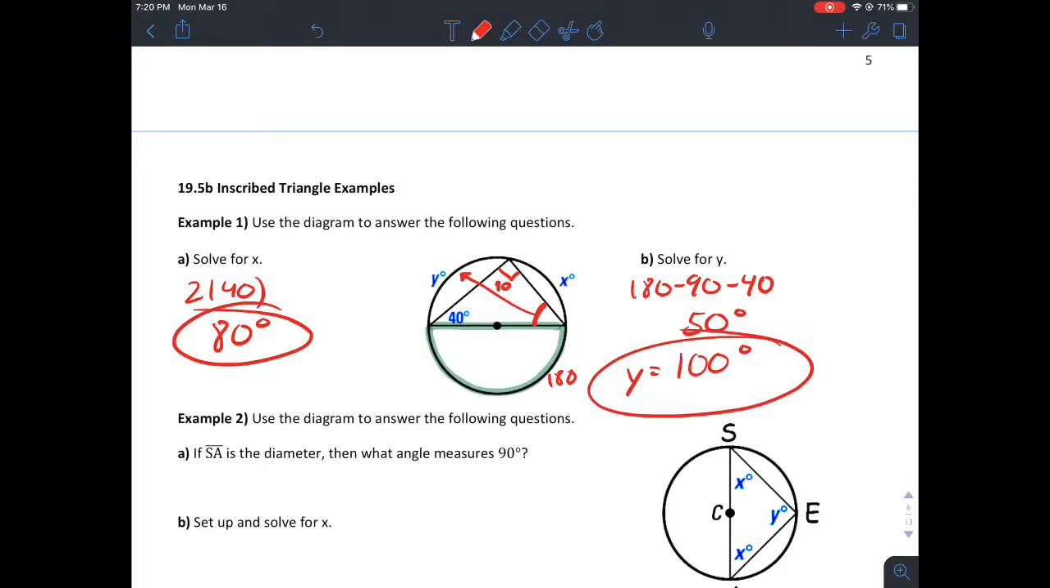Now, there's another way you could have approached this. We also know that this semicircle has to be equal to 180. And since we knew that x was 80, we could have done 180 minus 80, which gives us 100 degrees. So we could have gotten that 2 different ways.